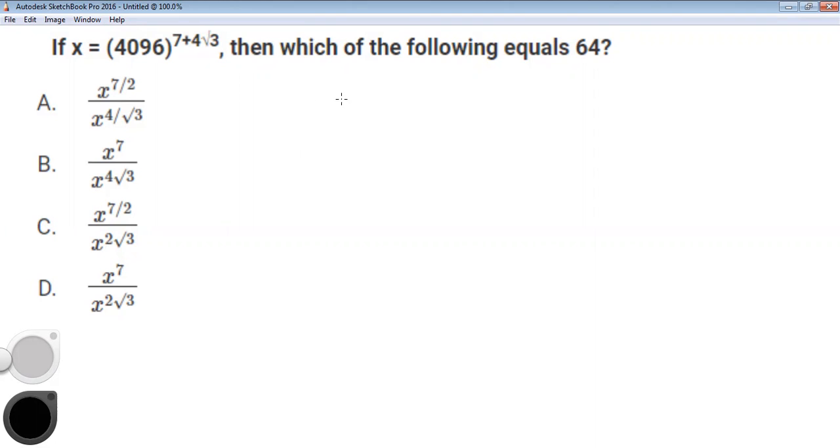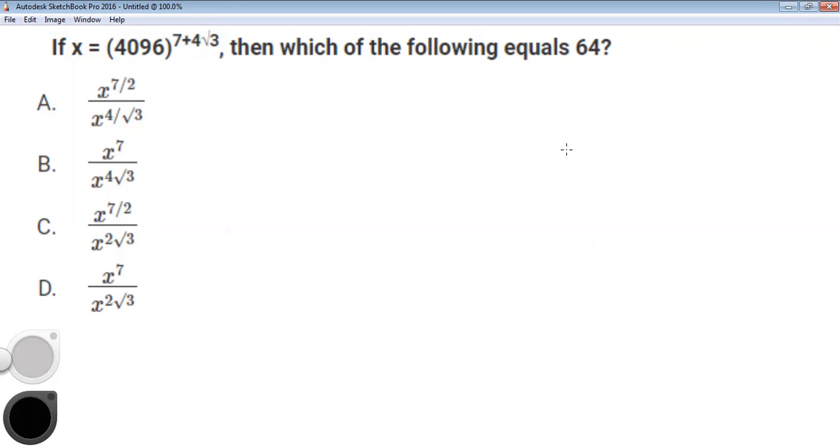In today's video, we're going to be looking at this question, and this also pertains to CAT. So let's just delve right into it. So what does the question say? It says that x equals 4096 power 7 plus 4 root 3, then which of the following equals 64?